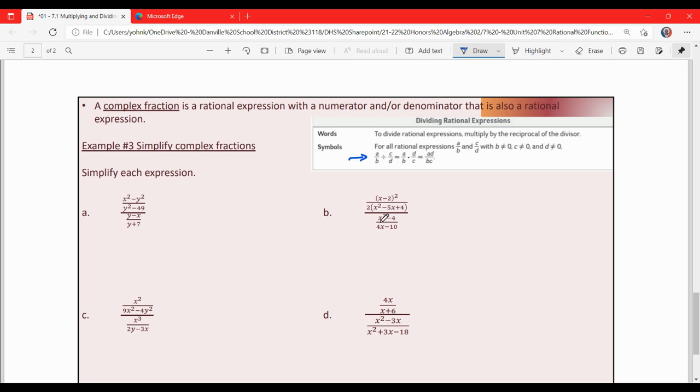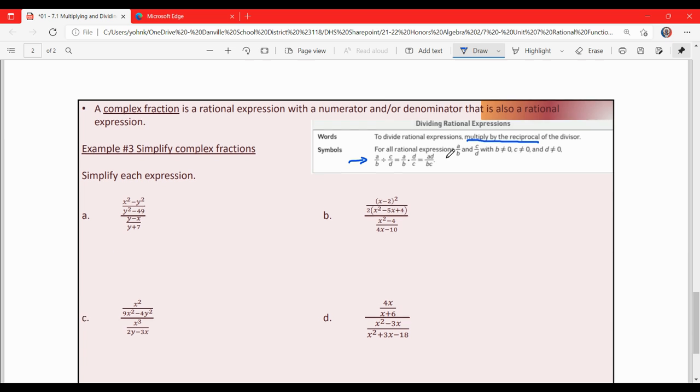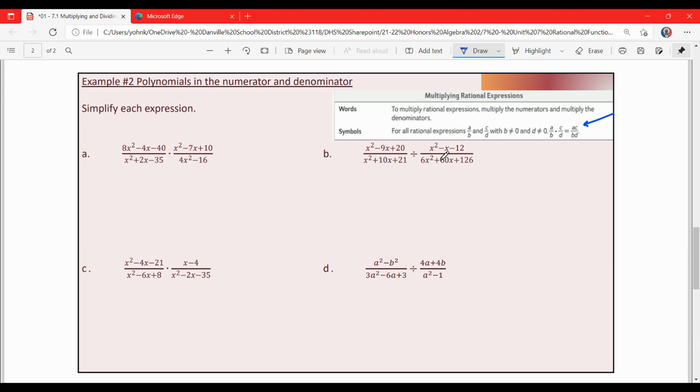The thing to remember about division is that you're actually multiplying by the reciprocal. And so you're going to keep the first fraction the same, a divided by b. You're going to change the division symbol to a times, and you're going to flip c over d to now be d over c. And then you're going to multiply across and get the answer. So let's go back and practice some of these on this slide.